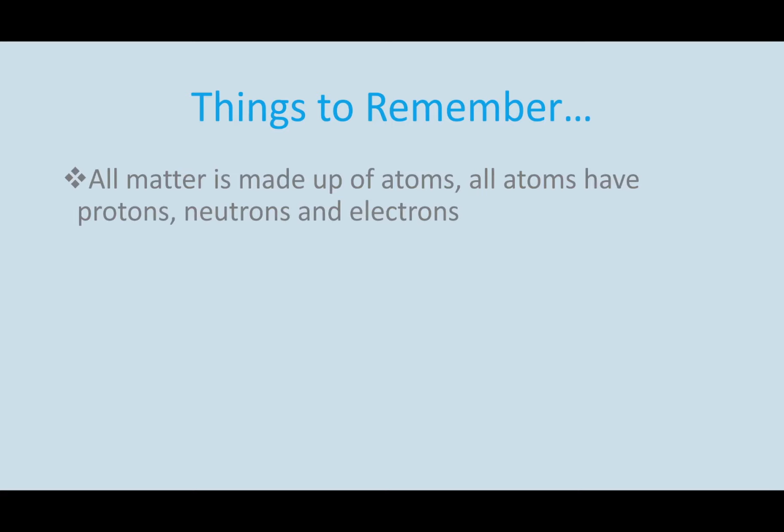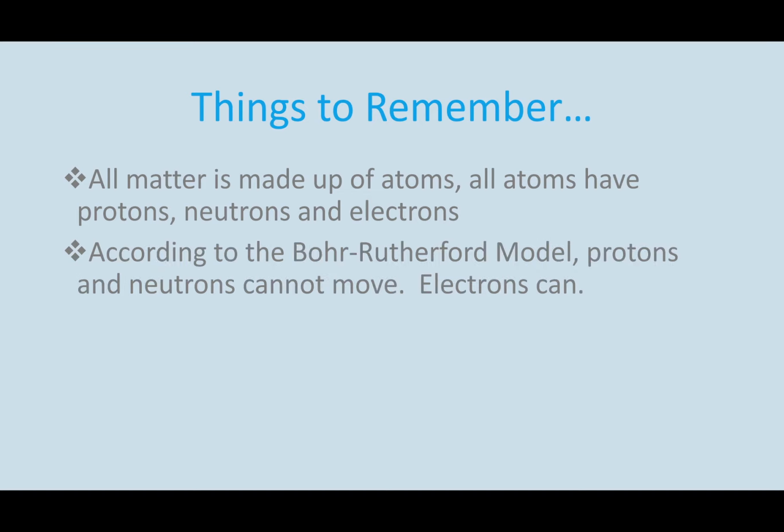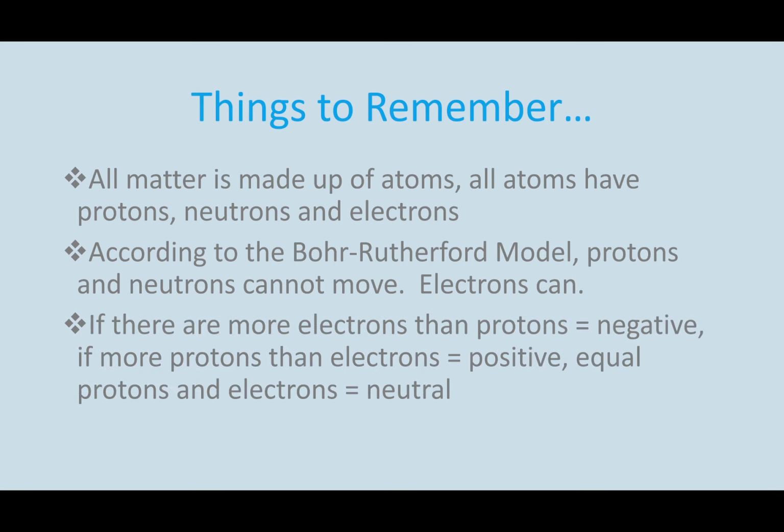All atoms have protons, neutrons, and electrons. Remember, the protons are positive, neutrons are neutral or no charge, and electrons have a negative charge. Remembering from the Bohr-Rutherford model that the protons and neutrons can't move, they're in that central core. The electrons can move, they orbit around that positive core.